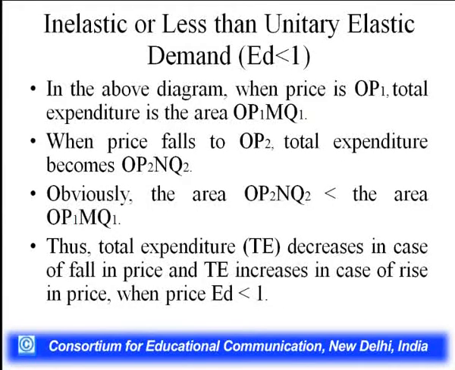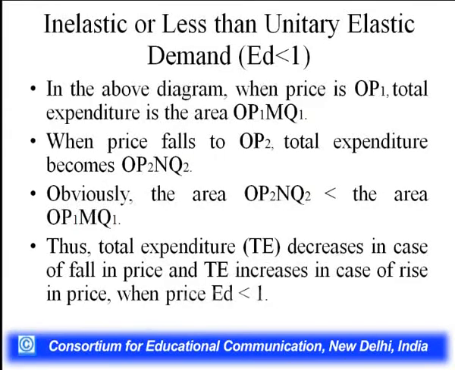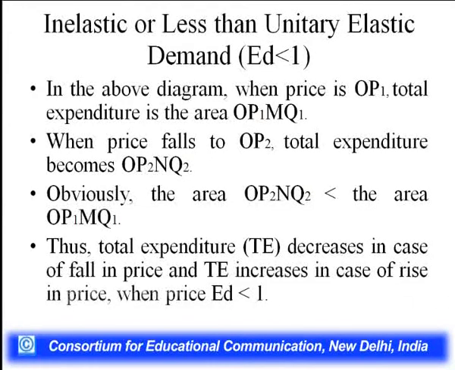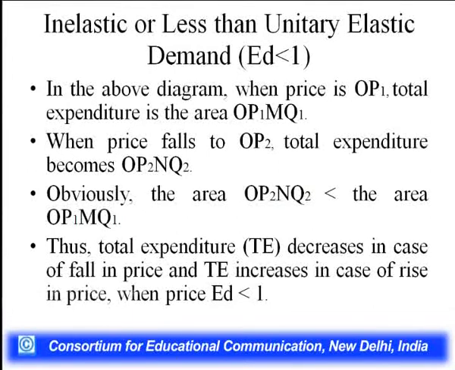In the above diagram, when price is OP1, total expenditure is the area OP1MQ1. Now, if the price falls and becomes P2, then total expenditure on this commodity would be represented by the area OP2NQ2. Here again, the area OP2NQ2 is less than the area OP1MQ1. Thus, the total expenditure decreases in case of a fall in price and total expenditure increases in case of a rise in price when price elasticity of demand is less than 1.